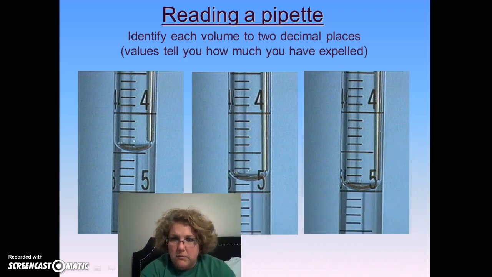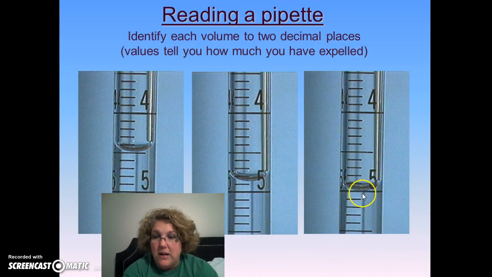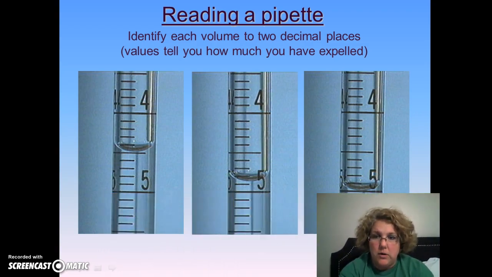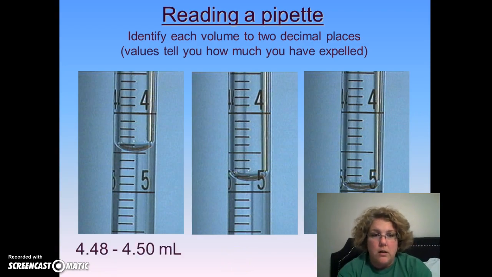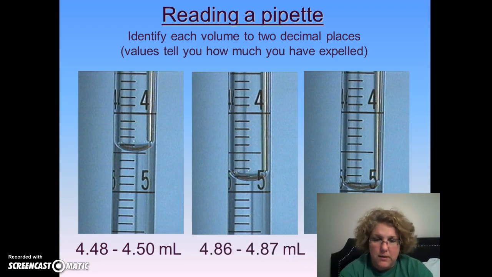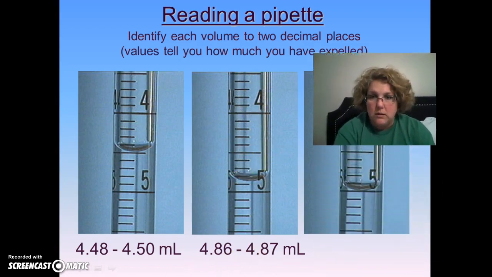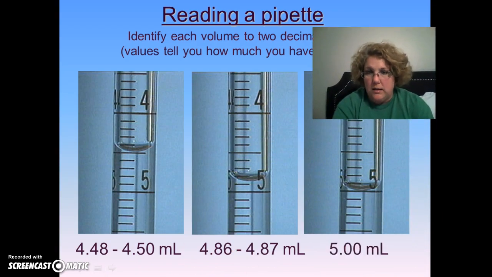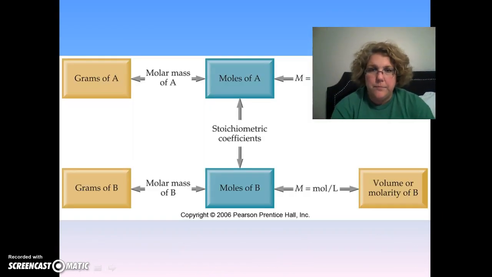And then I'm going to move my face again. This would be 5.00. So 2 decimal places are possible from a burette, which is good because you get at least 3 sig figs. So 4.48 or 4.50 would be acceptable for this, because when we're estimating, we're not always going to agree. 4.86, 4.87 on this one. I've got to move my head again. And then 5.00 on that one.